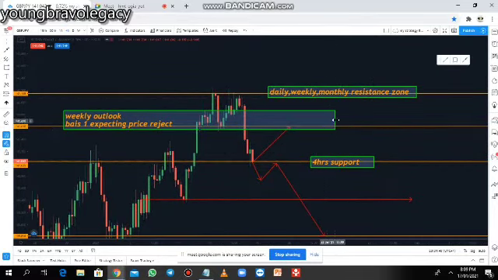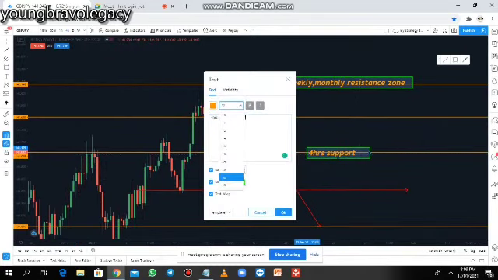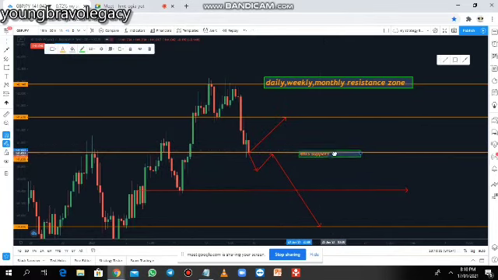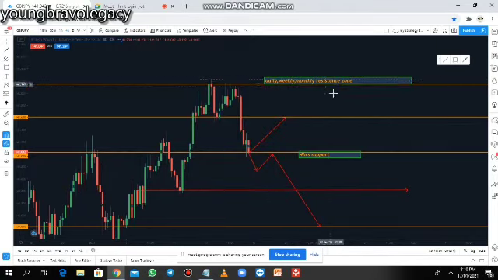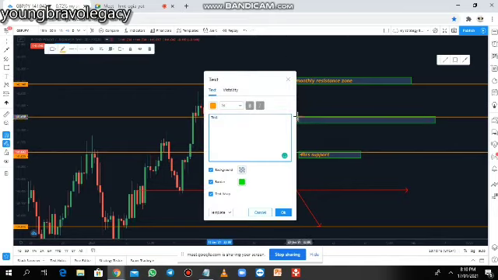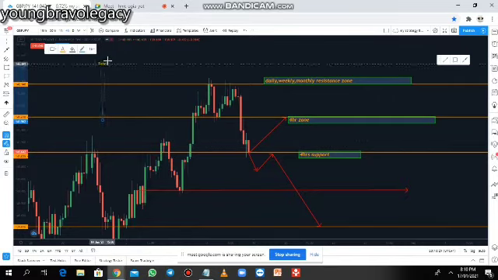Okay, let me remove this. Let me reduce the lettering. So I just want something that will look good and explanatory. You understand? I don't want anybody missing out information. Okay, so now I've labeled this. So now let me write the outlook down somewhere around there.